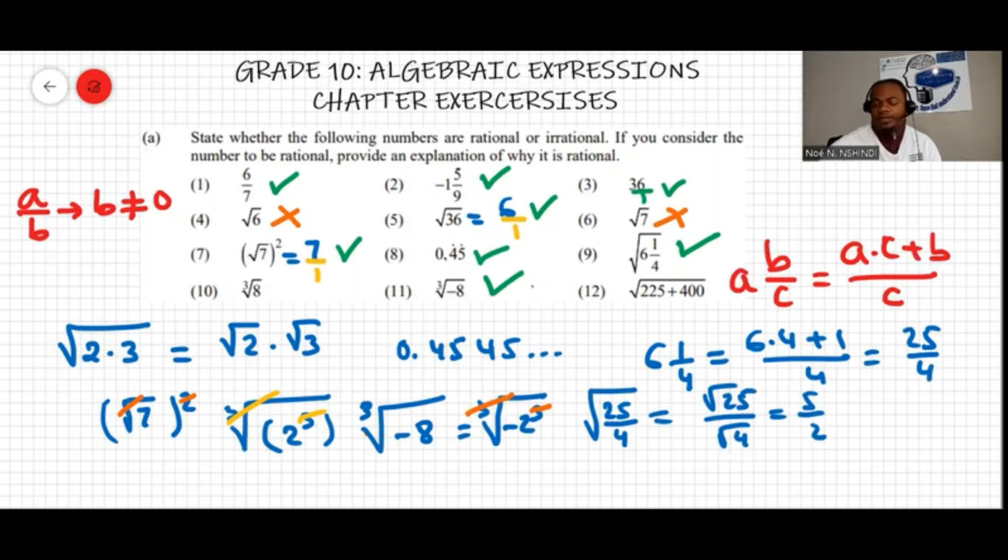And then square root of 225 plus 400: this is 625, and the square root of 625 is 25. 25 can be written as 25 over 1, which is in the form A over B, and consequently this is also a rational number. So the only irrational numbers we had here were question 4 and question 6.